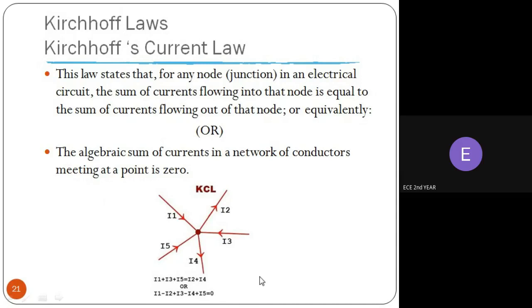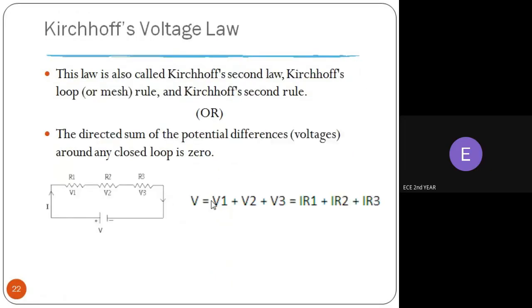So current flowing towards the node is taken in the positive direction, and current flowing away from the node is taken in the negative direction. So the total current at the junction point, or node point, is 0, which is called Kirchhoff's current law. Next, Kirchhoff's voltage law. This law is also called Kirchhoff's second law, which is defined for a loop.